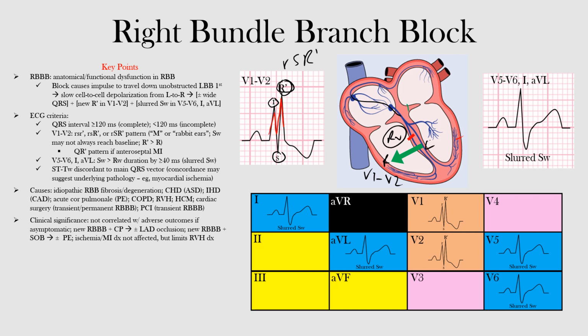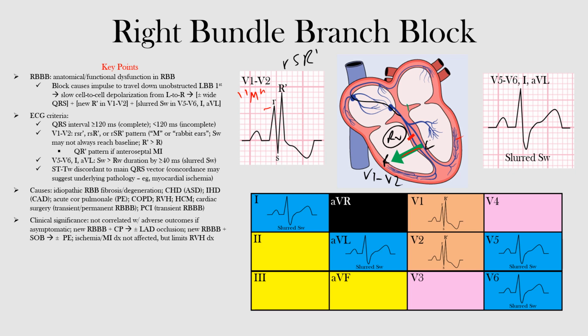So RSR prime, and you can notice that it kind of looks like these rabbit ears, people call them, or an M-shaped complex. And you can see that here. And remember that the R prime wave, that second wave from this green vector, is heading towards those leads, so it's upright, and it's going to be greater than the initial R wave. So that's one thing to notice, that R prime has a greater amplitude compared to the initial R wave.